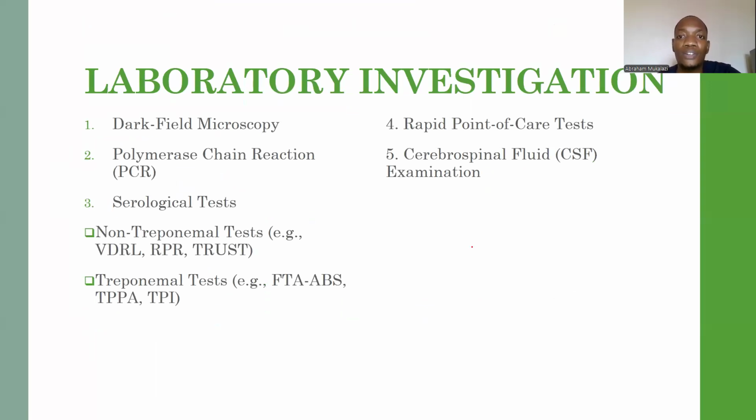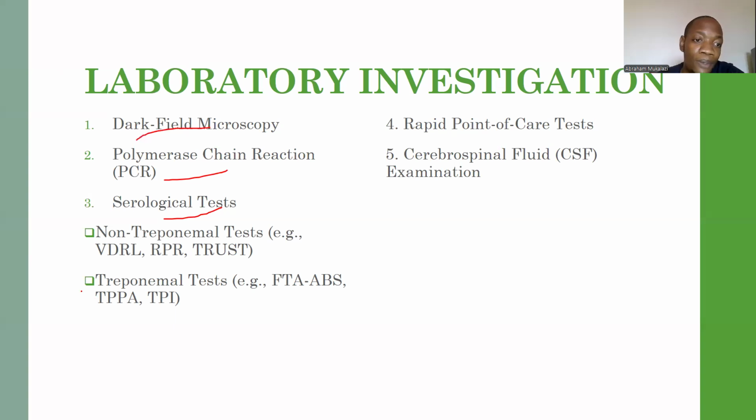So when you go to investigation in syphilis, we usually do a dark field microscopy because you cannot visualize it with your normal light microscopy. Then you can do a PCR to look at its genome, and then the serological tests. The serological tests are usually divided into two. We have what we call the non-Treponema test. These ones usually test for the antibodies that you form against the syphilis. And then you have the Treponema test. Now these ones test for the antigens that are from the syphilis itself.